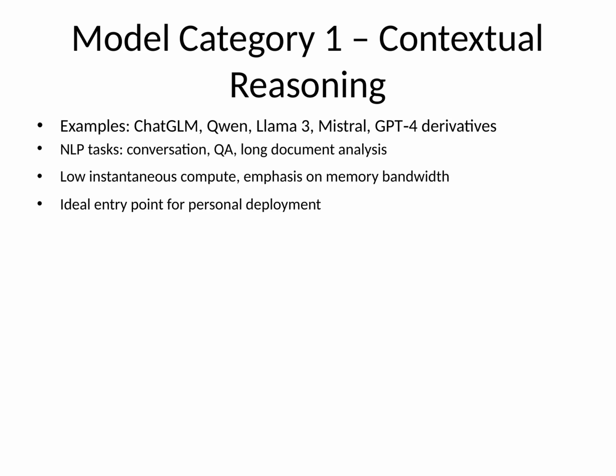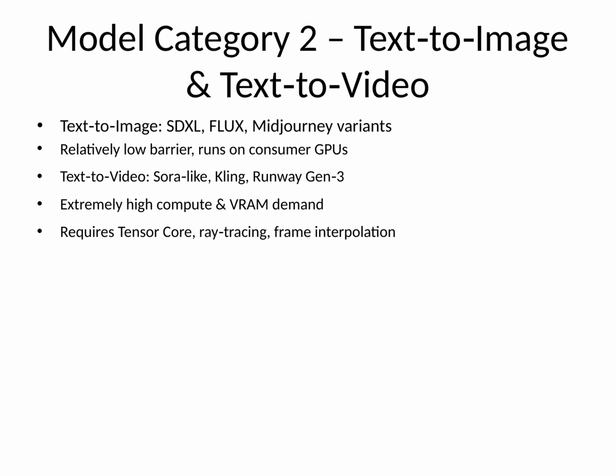Because of this, contextual reasoning models are the ideal entry point for personal deployment. Even older data center GPUs or mid-range consumer GPUs can run quantized versions effectively. For many users, this category alone already covers writing assistance, coding help, knowledge retrieval, and internal QA systems, making it the most practical starting place.